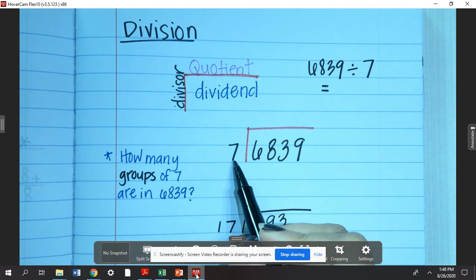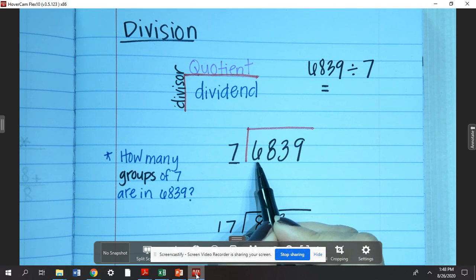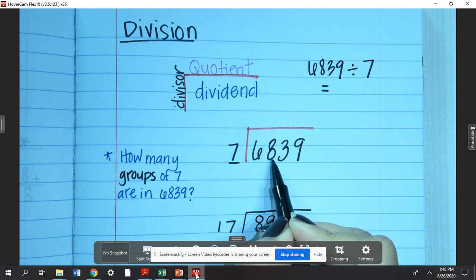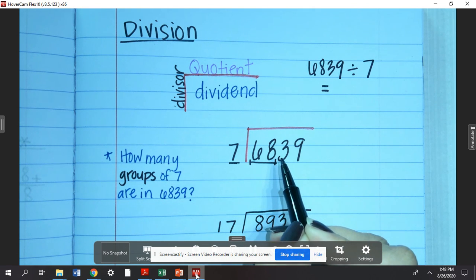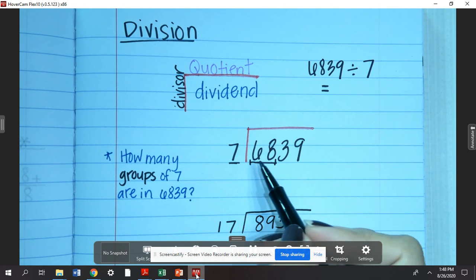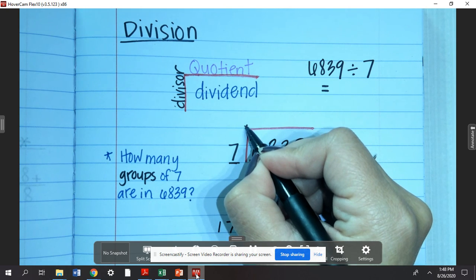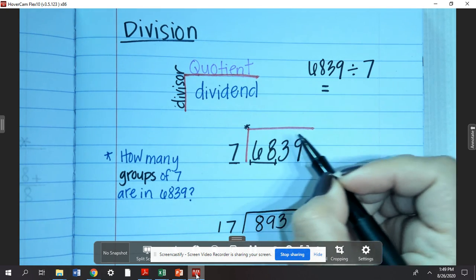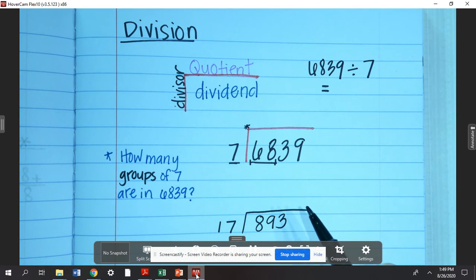So we're going to ask ourselves how many groups of 7 are in 6, right? Since we can't do that because 7 is greater than 6, I'm going to look at the next digit. So I'm asking myself how many groups of 7 are in the number 68. This is where I need to make sure that I know my math facts. So 7 times what number, and I always like to put a little multiplication here because that's kind of what I'm doing. 7 times what number equals either 68 or close to 68 without going over.